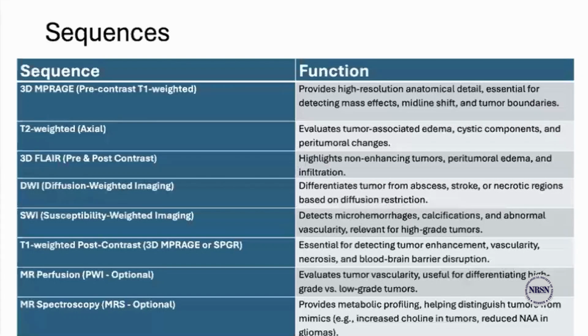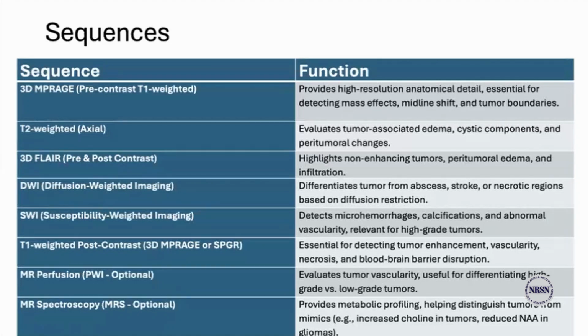So these again are the sequences we use for the tumor protocol. We do use the same T1 3D sequences, so a 3D MPRAGE or a 3D TFE sequence to provide high resolution anatomical detail, which is essential for detecting mass effects and to check if there is any midline shift or tumor boundaries. We also do a T2 weighted image to evaluate tumor-associated edema, any cystic components, and peritumoral changes.